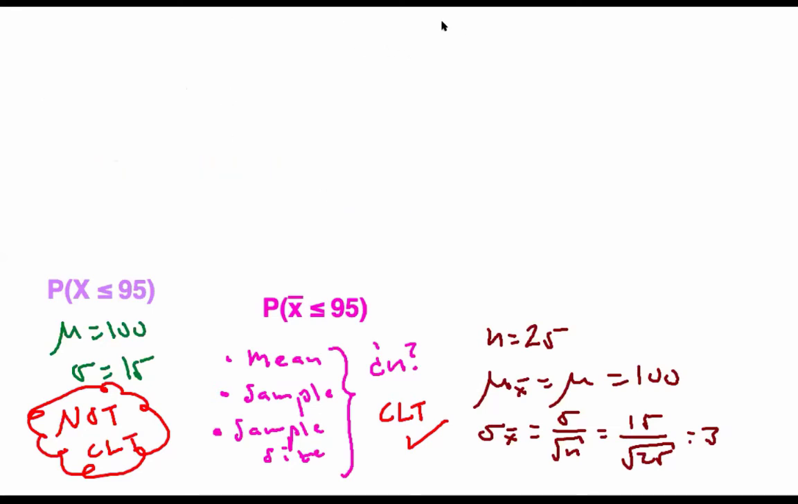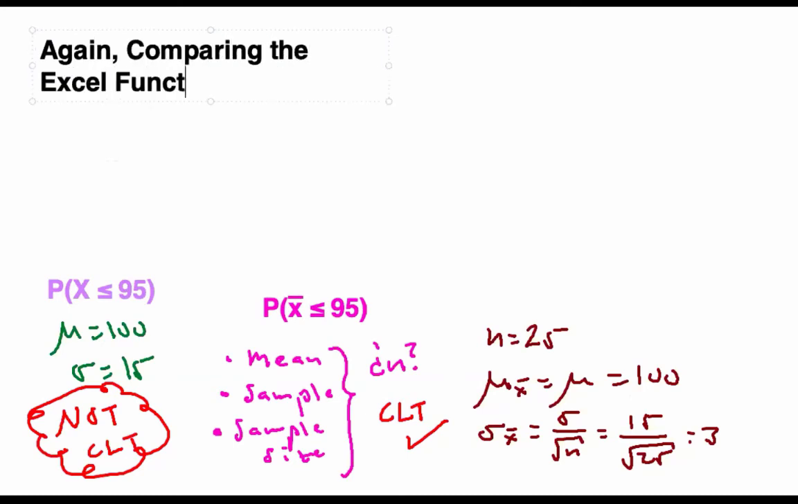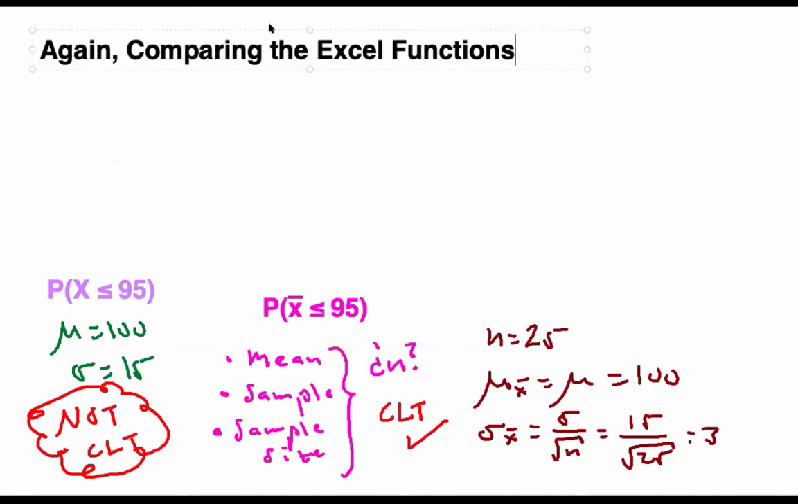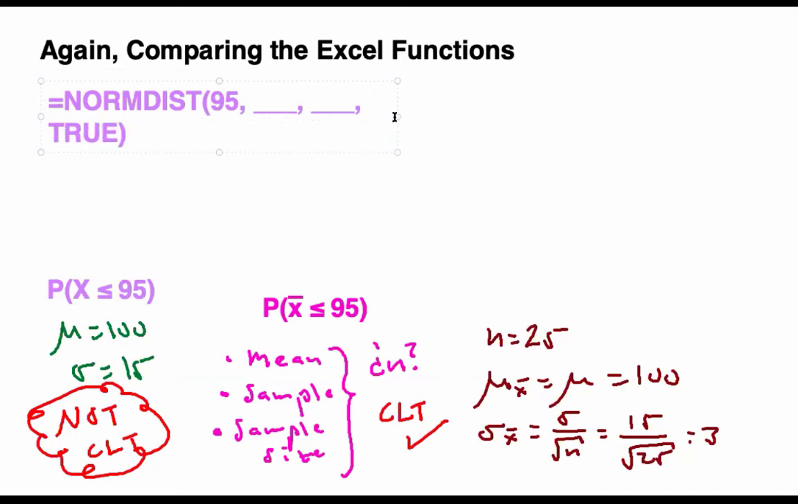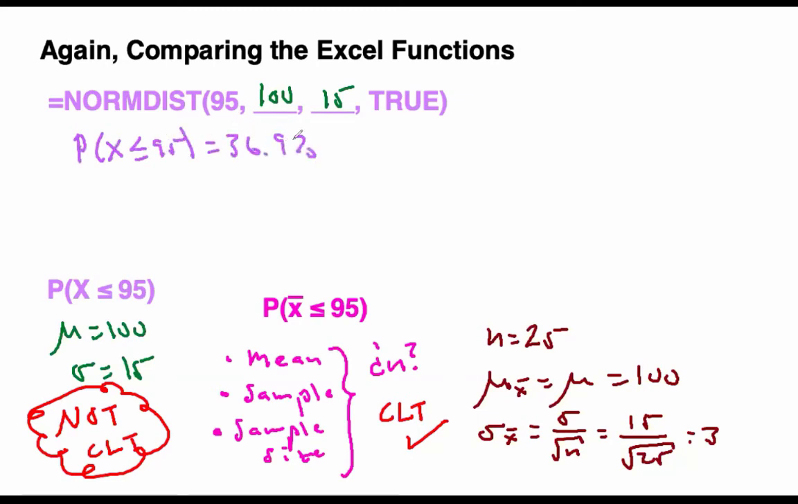Let's compare the Excel functions for these two probabilities. Well, I say Excel functions, but it really is the same function. We are just entering different things into it. So our first function for the calculation here in purple is equals NORMDIST parenthesis. Then we give it the value 95. Next, we would punch in the mean and then the standard deviation, and we always say true. The mean is 100 and the standard deviation is 15. This would give us P of X less than or equal to 95 is about 36.9%.